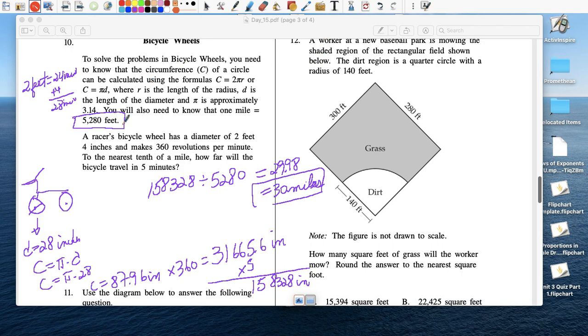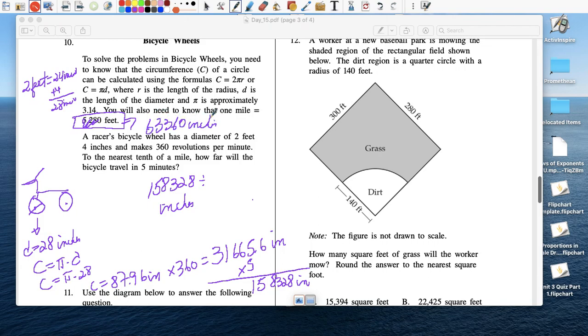And then I divide, that's in inches, so I have to change this too. My mistake was dividing by 5,280 feet. No, this is what it is in inches. So 5,280 feet times 12 is 63,360 inches. Okay, that's what I should divide it by. So 1 mile has 63,360 inches, right?